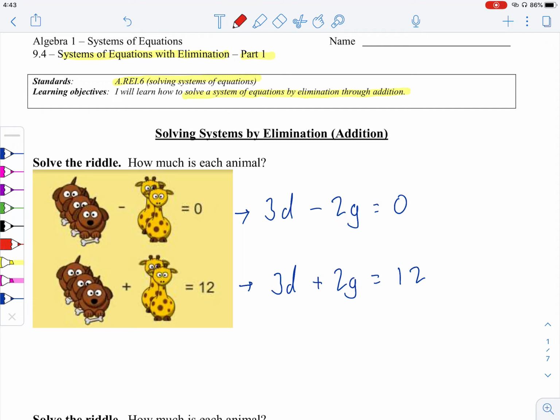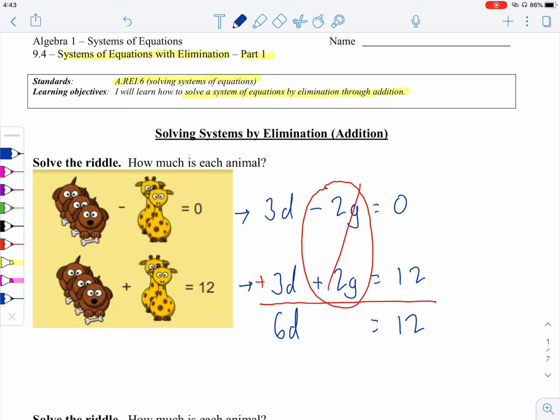So this is one method where we can take 2 equations and just add them together. Because if you notice, these two, negative 2 giraffes and plus 2 giraffes, if we add them together, they're going to eliminate, right? And that's the goal of it, to add so that we can eliminate one of the variables. So 3D plus 3D is 6D. The g's cancel, and then 0 plus 12 is 12, right? So we just added both equations so that one of them will cancel out.